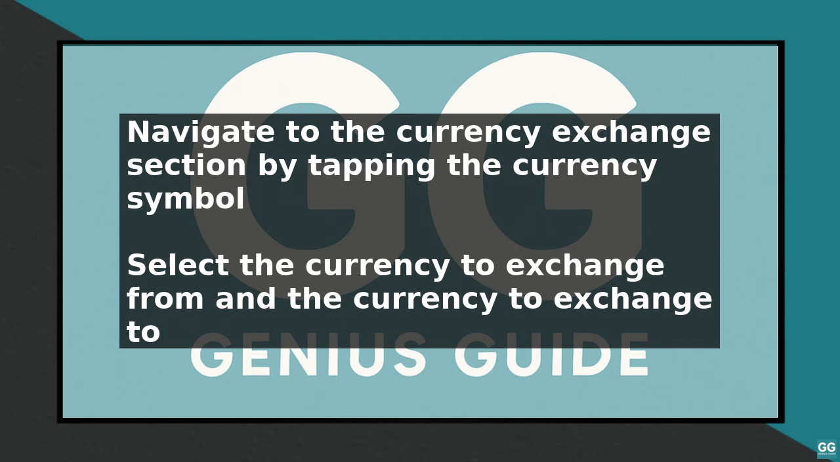When exchanging currency, you have two options. You can exchange money immediately at the current rate, or you can set up an alert to notify you when the rate reaches a certain level. This can be useful if you are waiting for a specific rate before making an exchange.